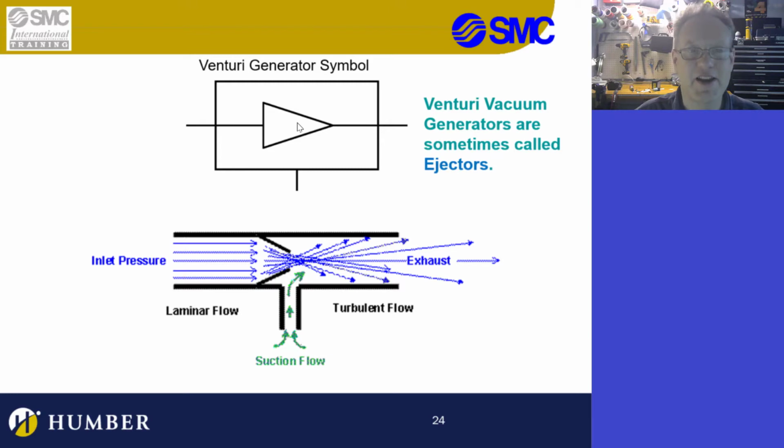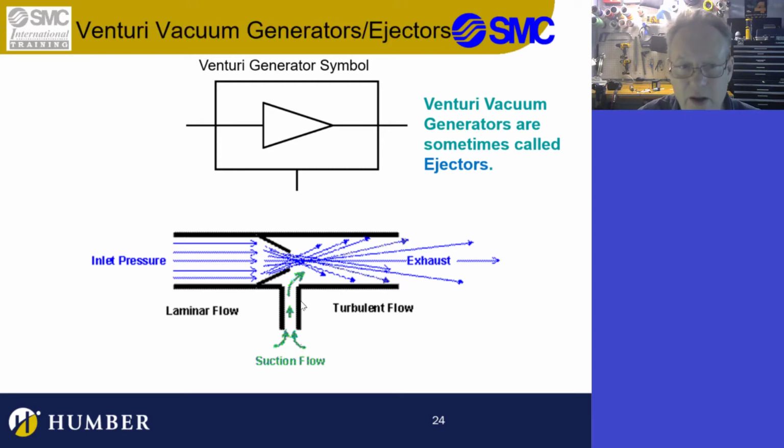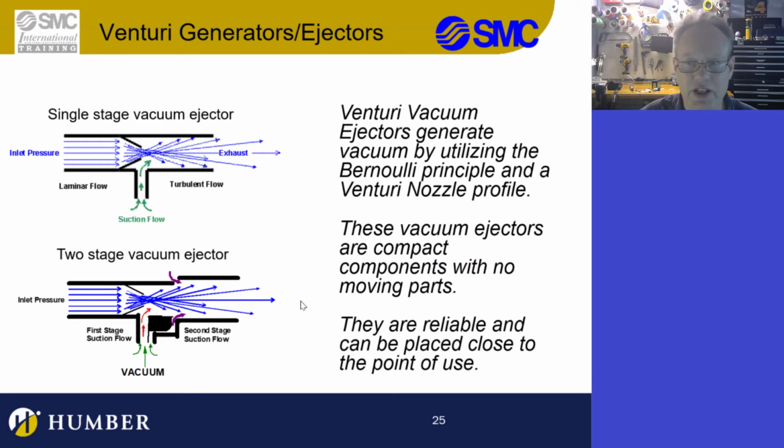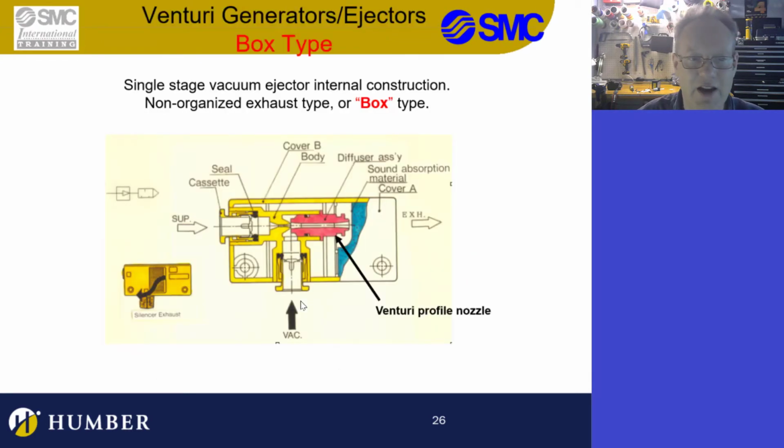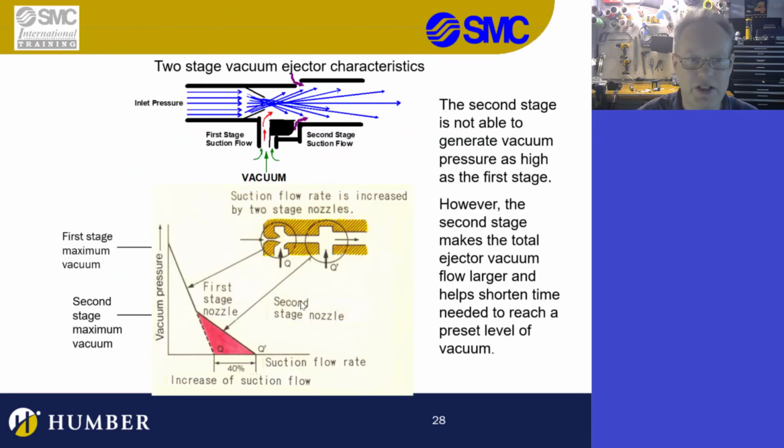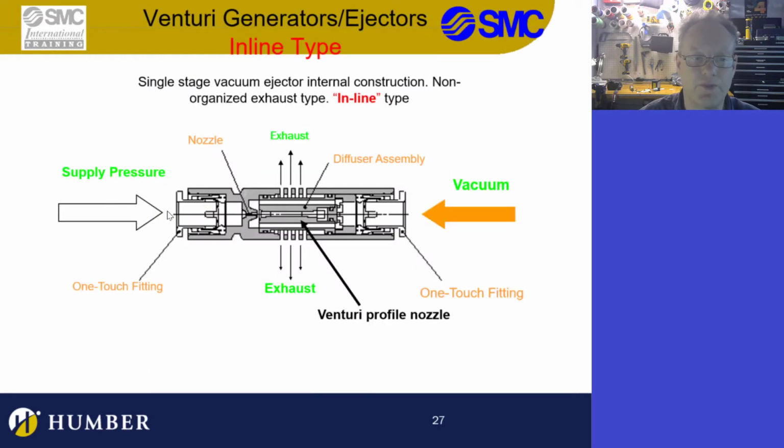This is the symbol for a Venturi generator, and this is how it works. We have all different kinds of Venturi generators. I don't need you to understand all of these types. This is actually really cool. This is an inline Venturi generator. You put pressurized air in here and vacuum comes in here. It's so unintuitive because there's this line that comes out of pressurized air and it's sucking. Cool. So yeah, just check it out.